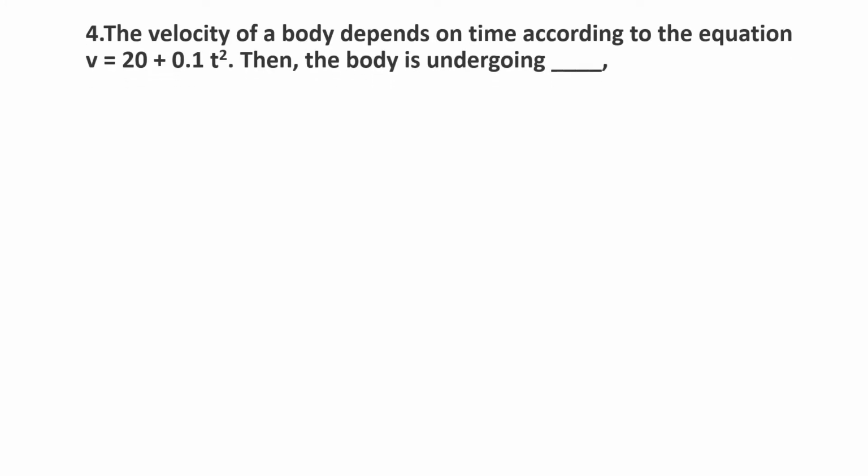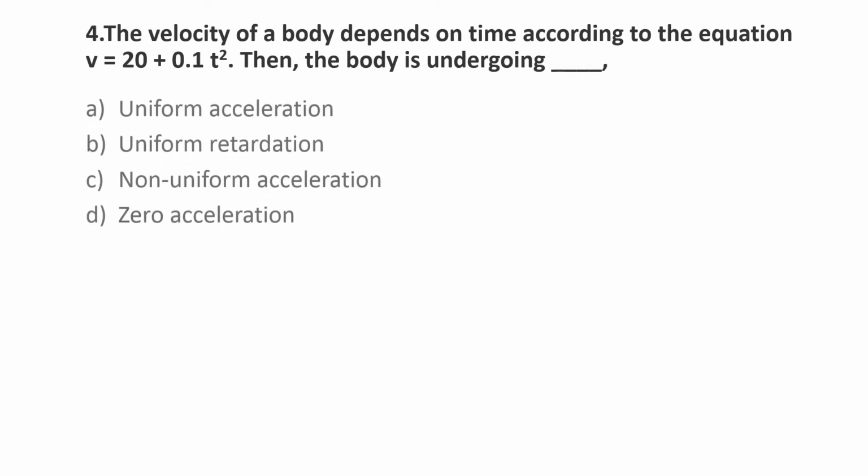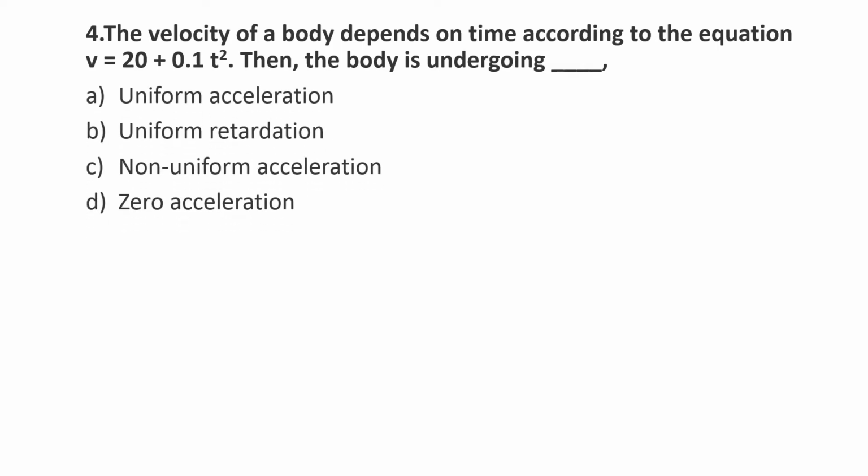Fourth question. The velocity of a body depends on time according to the equation v is equal to 20 plus 0.1 t square. Then the body is undergoing dash. Options are A. Uniform acceleration, option B. Uniform retardation, option C. Non-uniform acceleration, option D. Zero acceleration.